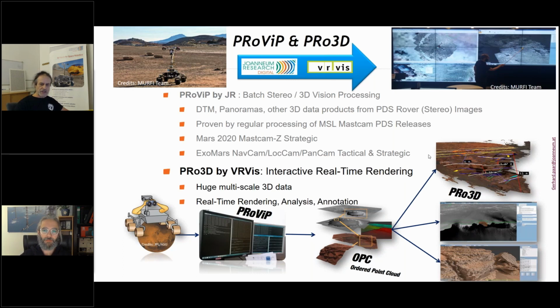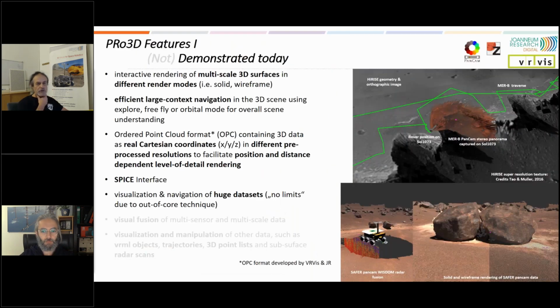So Pro3D is an interactive real-time rendering system that can be applied to huge multi-scale 3D data as expected for Mars 2020 Mastcam-Z and ExoMars PanCam. It provides real-time rendering and gives tools for analysis and annotation, mainly for geology. Now, we have a couple of features which won't all be demonstrated, but I will try to give an overview of what's available here.